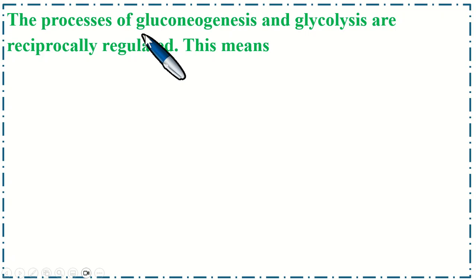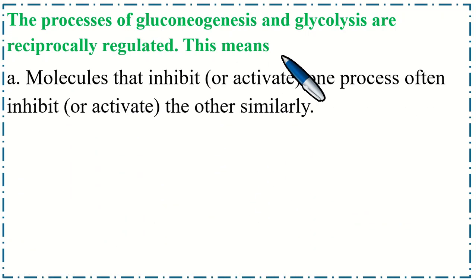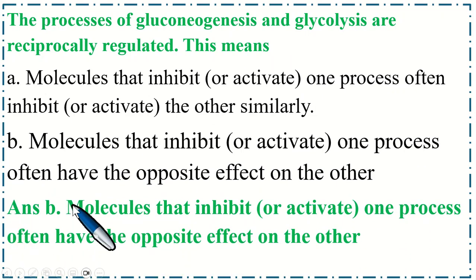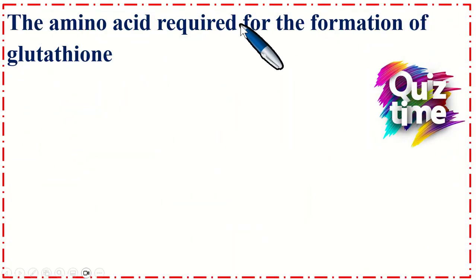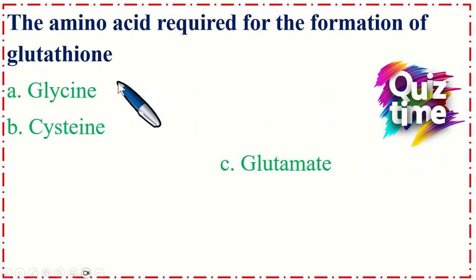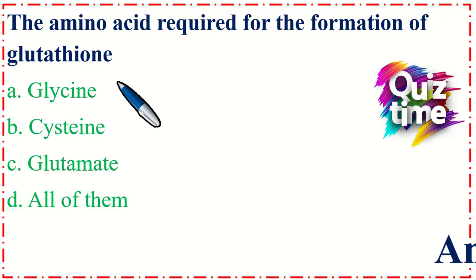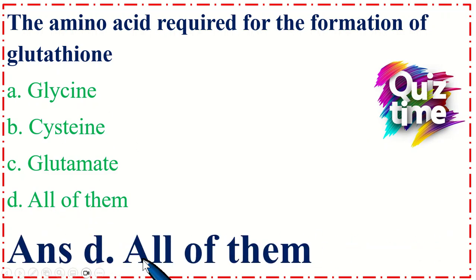The processes of gluconeogenesis and glycolysis are reciprocally regulated. This means... correct option is B, molecules that inhibit or activate one process often have the opposite effect on the other. The amino acid required for the formation of glutathione... correct option is D, all of these.